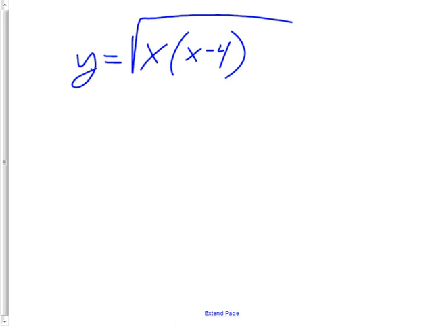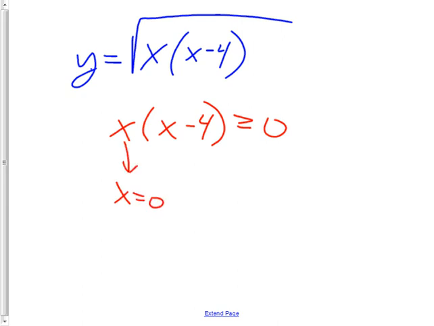Okay, so first thought, I start by saying that x times x minus 4 has to be greater than or equal to 0. And it's already factored. Cool. So I should be able to get the answer pretty quick. X equals 0 is an important spot. That comes from that. And this one tells me x could be 4, would also be an important spot.